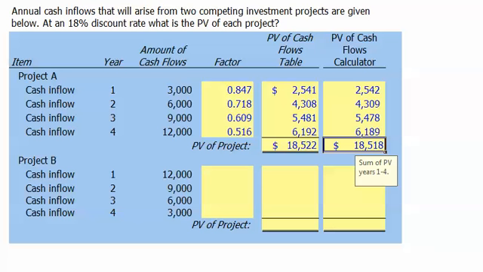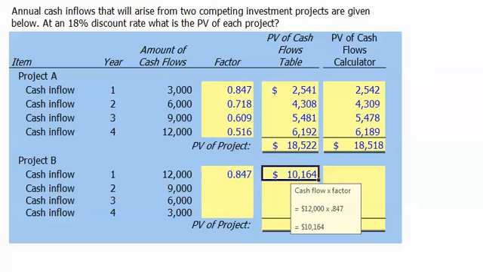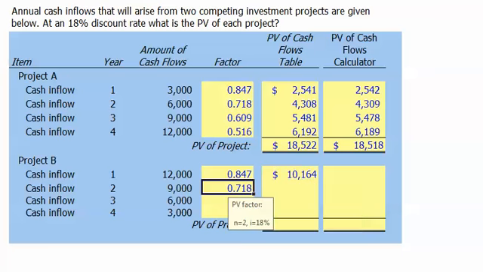Project B. Let's go ahead and find the present value of the cash flows. The factor for the first year cash flow of $12,000 will be the same 0.847 that we found for project A. That's 1 year at 18%. Multiply that by 12,000 and we get a present value of that year 1 cash flow of $10,164.